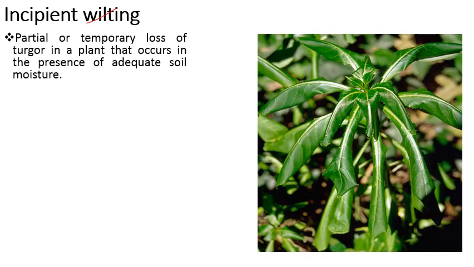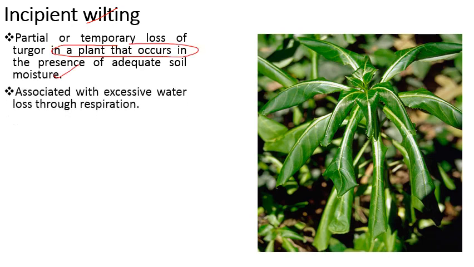Next is incipient wilting. Again, this is the initial or partial temporary loss of turgor in plants that occurs in the presence of adequate soil moisture. So it is associated with excessive water loss through respiration.